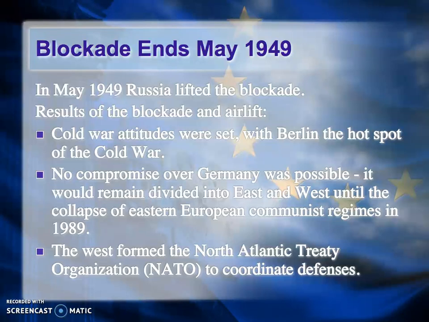But this ends up being a place of contention throughout the Cold War, and it makes it easy for us to kind of hop into their territory anyways. So they really didn't like that idea. So no compromise over Germany is going to be possible after this. It would remain divided, East and West Germany, until the collapse of Eastern Europe communist regimes in 1989. So this continues. For the entire Cold War, Berlin is separated.